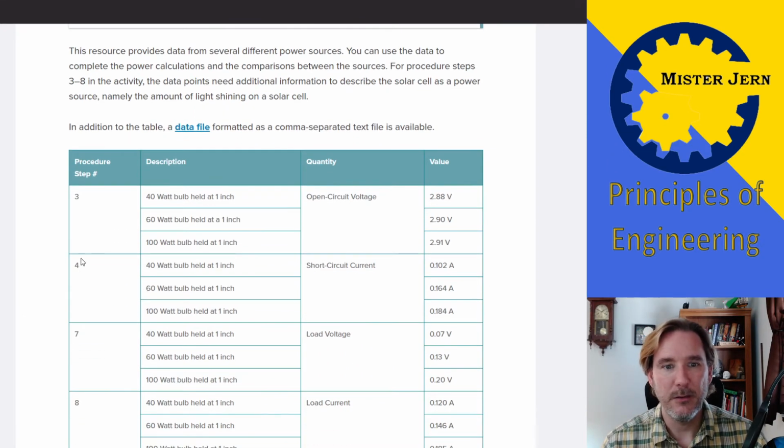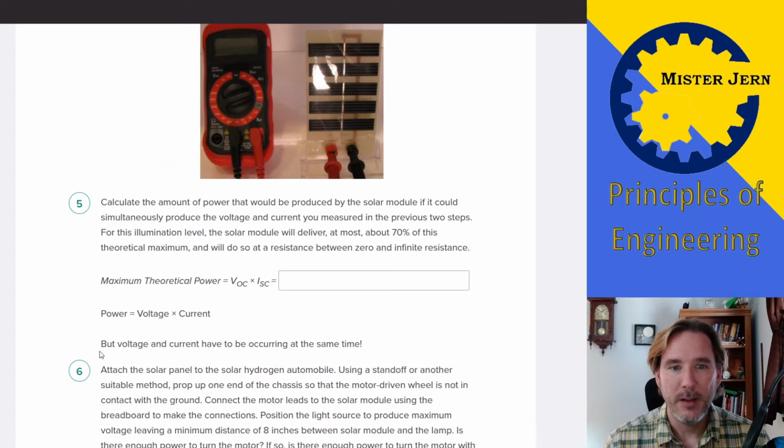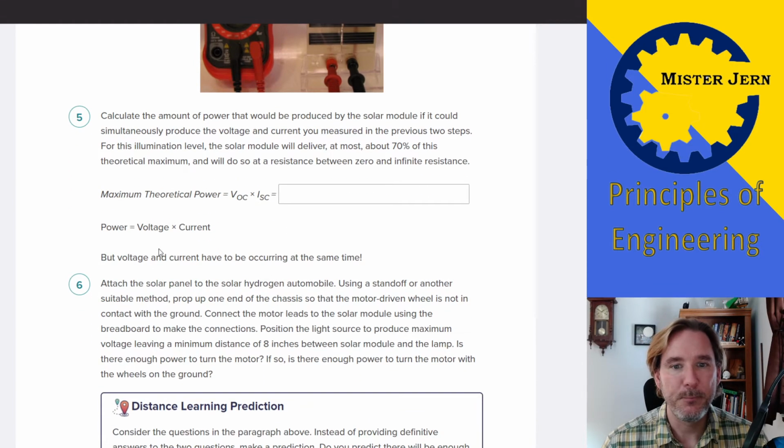You can see there's no numbers given for step 5 because that is a calculation based on the data from step 3 and 4. Step 5 actually tells you how to calculate it. You just multiply together. Power is voltage times current. P equals I times V. We got into that earlier. However, voltage and current had to be occurring at the same time.